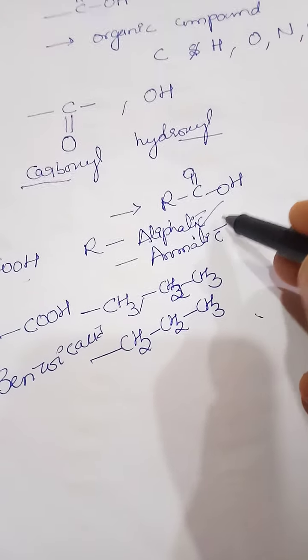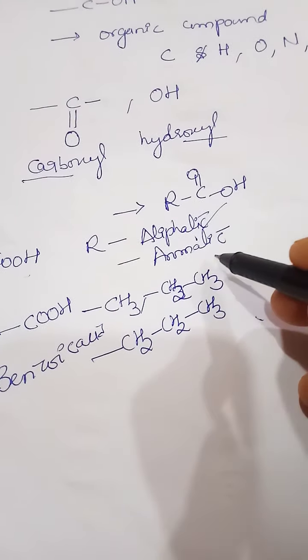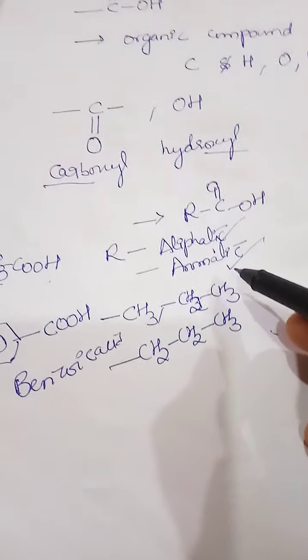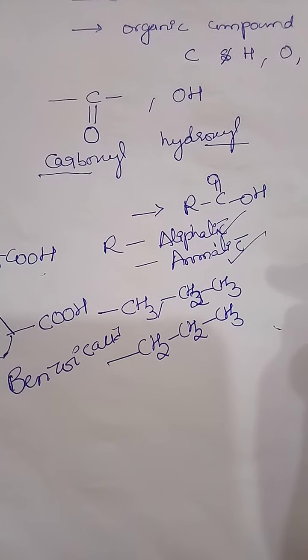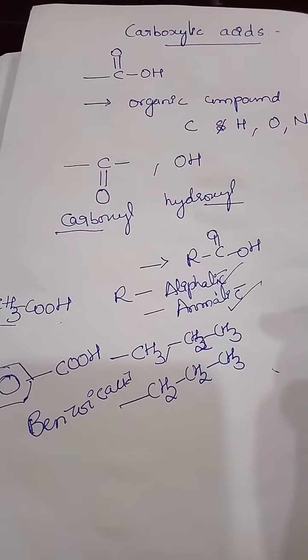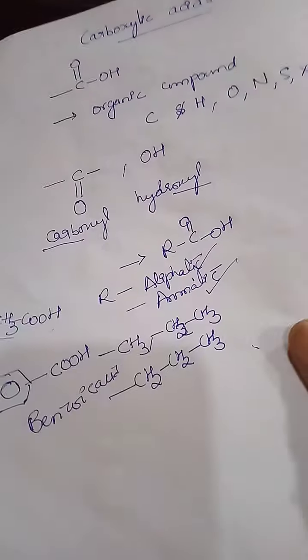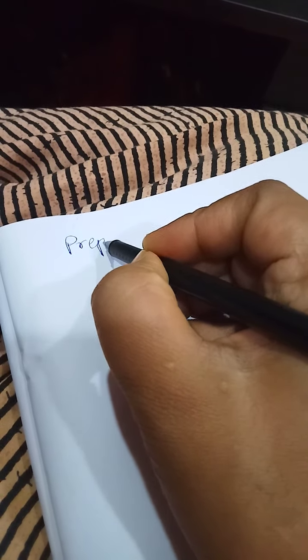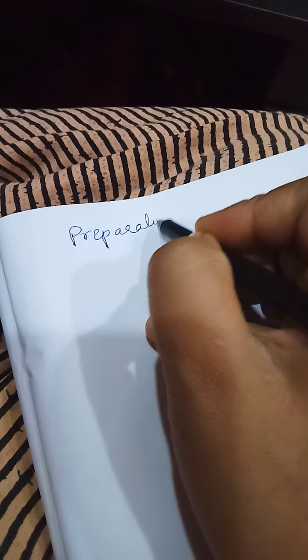Like this, carboxylic acids are classified into two types: aliphatic, where you have an alkyl chain, or aromatic, which may have benzene, naphthalene or phenanthrene, anything you can take. This is a brief introduction about carboxylic acids. Now we will move on to the next topic, preparation, because preparation plays a very important role. Let us talk about the preparation of carboxylic acid.